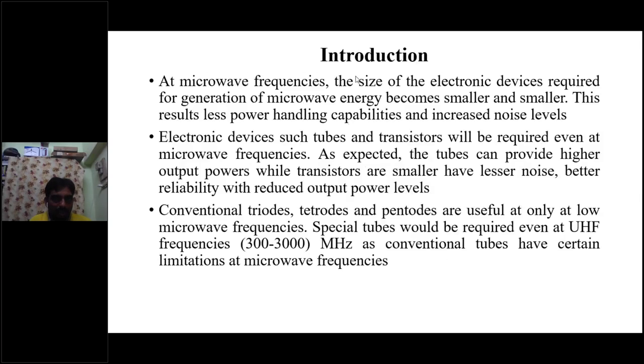The first one, coming to the introduction: why are we using these microwave solid state devices? We can observe that at microwave frequencies, the size of the electronic devices becomes very large for generation of microwave energy, and it requires less power handling capability and has increasing noise levels. And before discussing these microwave tubes, we know how our basic electronic devices operate, when we use basic transistors in the form of BJTs, FETs, MOSFETs.